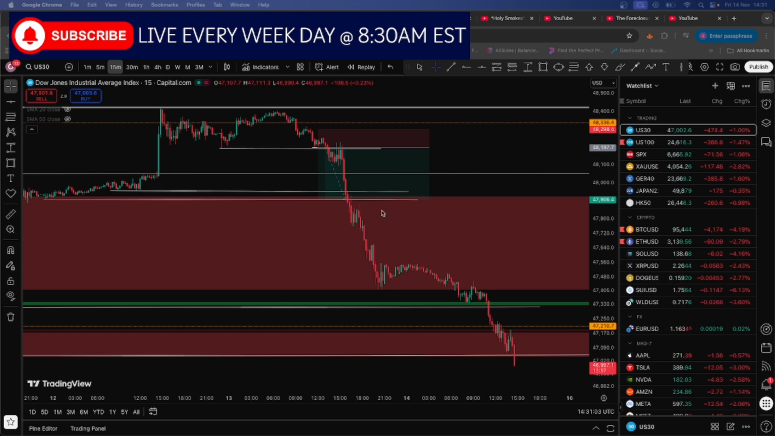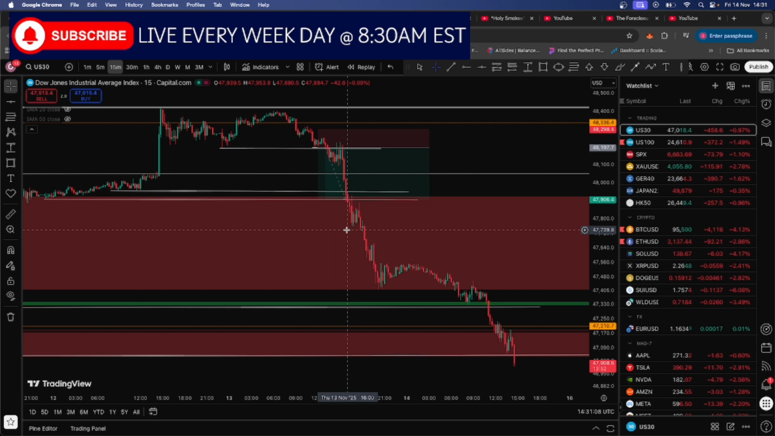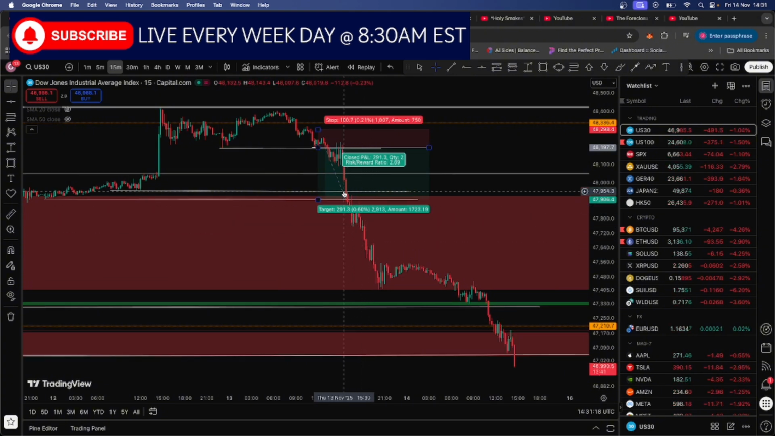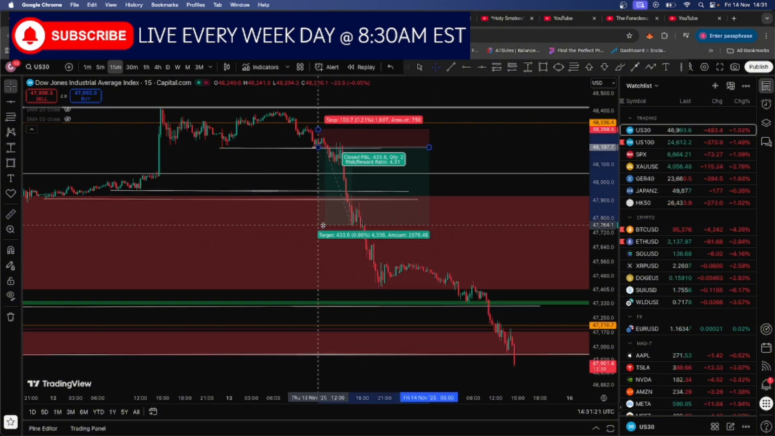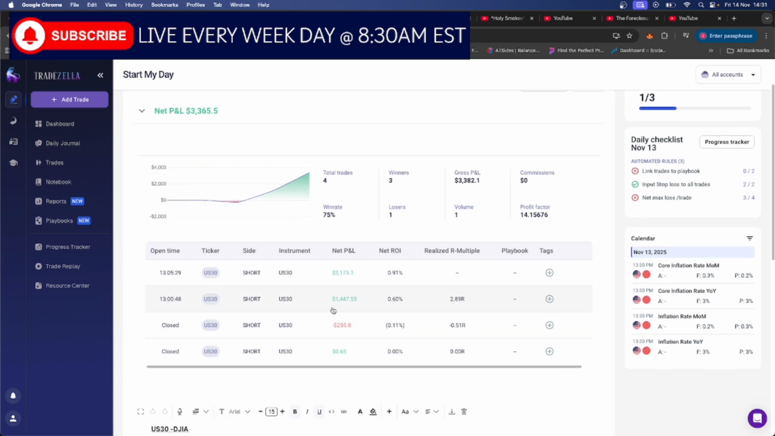So as you can see, the crash continues. We ended up hitting our targets yesterday. We hit this target. I left a little bit to run. I ended up closing the entire position, I think around this level down here. No, it might have actually been here. I closed out the position, and then I got out before this next decline, and so that was my P&L for the day. These were the shorts that I took.